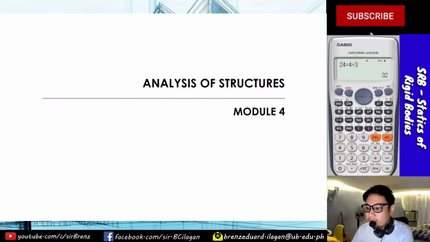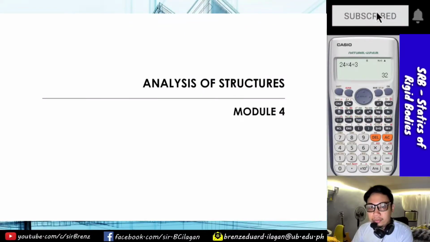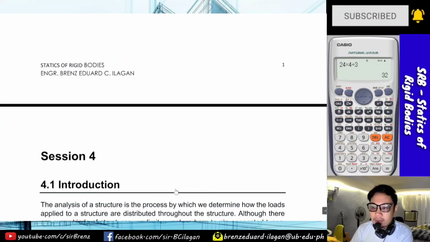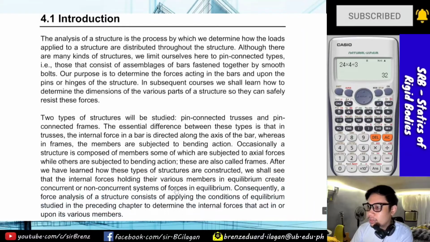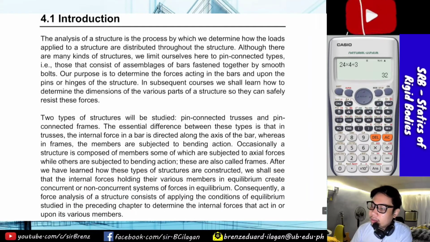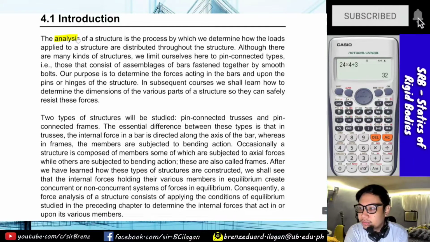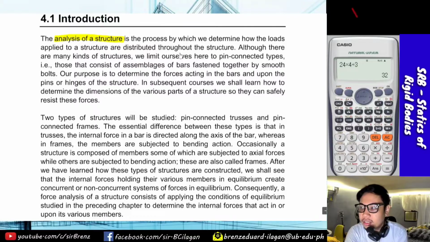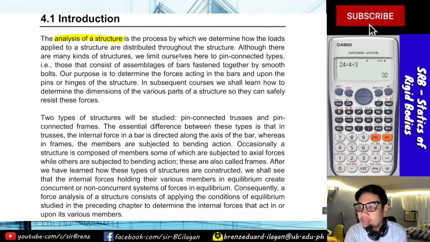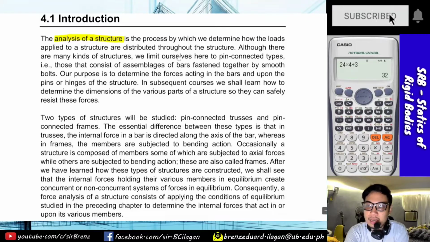Okay, so for today's topic, we're going to discuss under Module 4 yung analysis of structure. So, let's read first the introduction under 4.1. So, kunin ko lang yung highlighter natin. So, the process of the analysis of a structure, it is a process by which we determine how the loads applied to a structure are distributed throughout the structure.